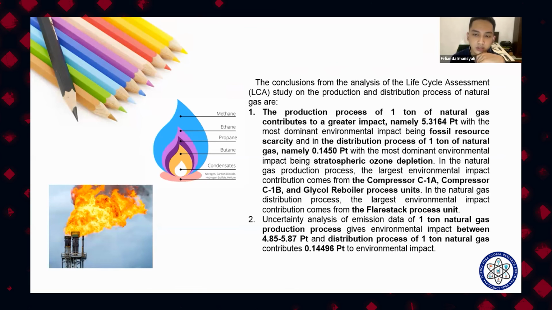In the natural gas production process, the largest environmental impact contribution comes from the compressor C1A, compressor C1B, and glycol reboiler process units. In the natural gas distribution process, the largest environmental impact contribution comes from the flare stack process unit. The second is the uncertainty analysis of emission data: the 1 ton natural gas production process gives an environmental impact of 4.85 to 5.87 points, and the distribution process of 1 ton of natural gas contributes 0.14496 points to environmental impact.